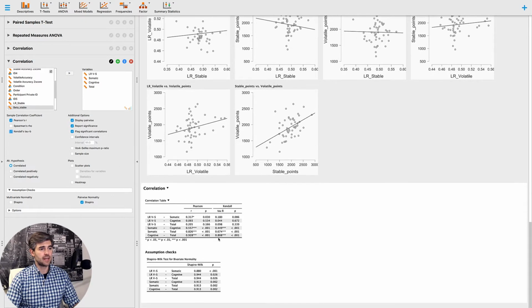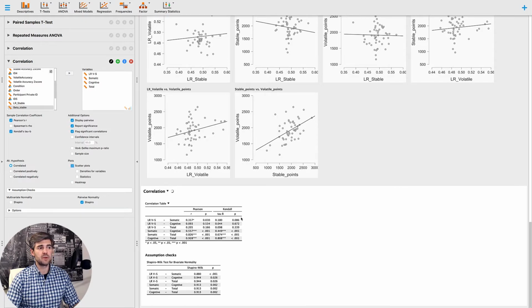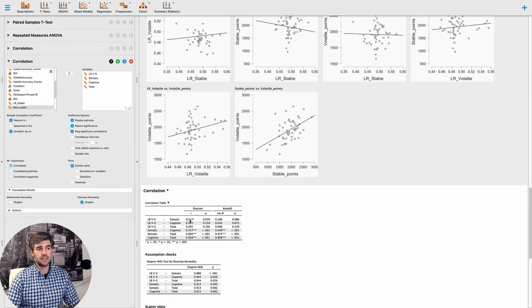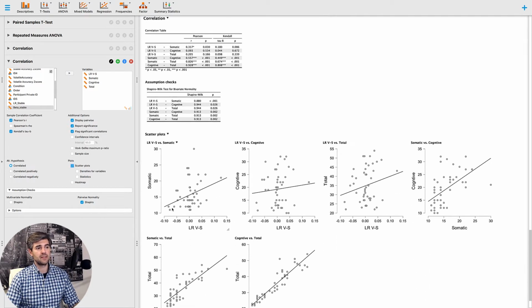Now, one thing we can actually see, no, let me put on the scatter plots. While scatter plots are being generated, we can see here there is a significant result. And in fact, there seems to be a relationship between anxiety and learning rate. And what it looks like here, interestingly enough, is that as people's somatic anxiety increases, so these are people who are more aware, they feel their heart beating more, they feel the pulse in their face, they have those physical anxiety feelings, those individuals are showing more of a difference in their learning rates.